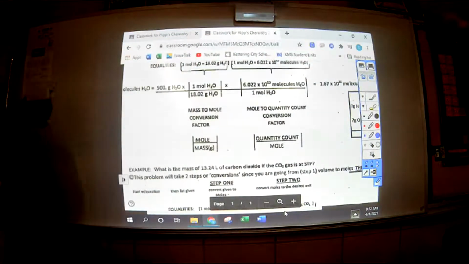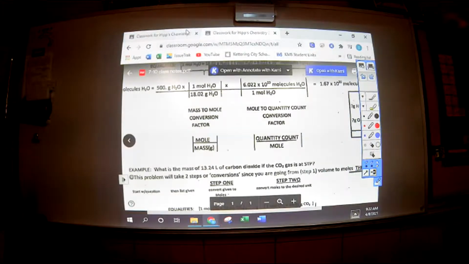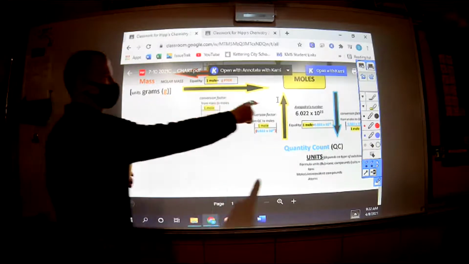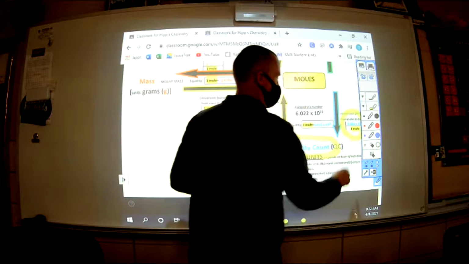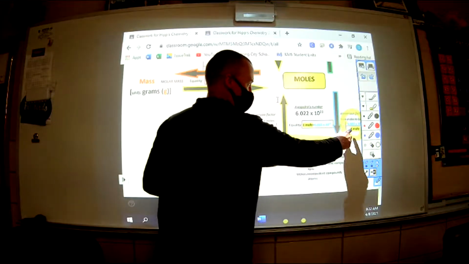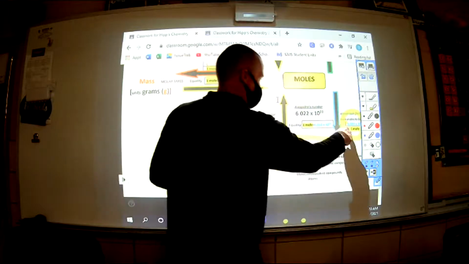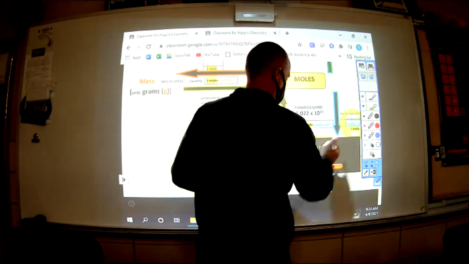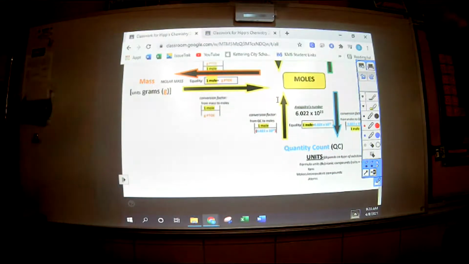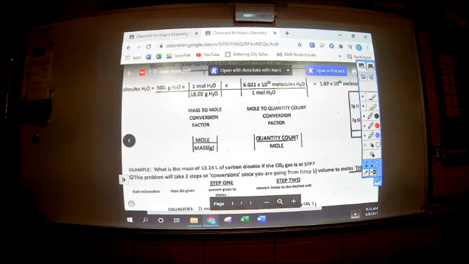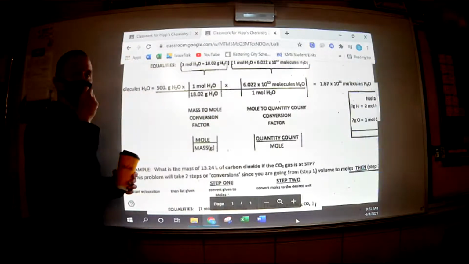Now I'm at moles. Where do I have to go? I am now at moles, and I have to go to a quantity count. There's my conversion. Avogadro's number over 1 mole. I just follow the arrow. Bam, bam. There's my second setup. 6.022 times 10 to the 23rd over 1 mole. That should be the second thing in the problem. There it is. 6.022 times 10 to the 23rd.